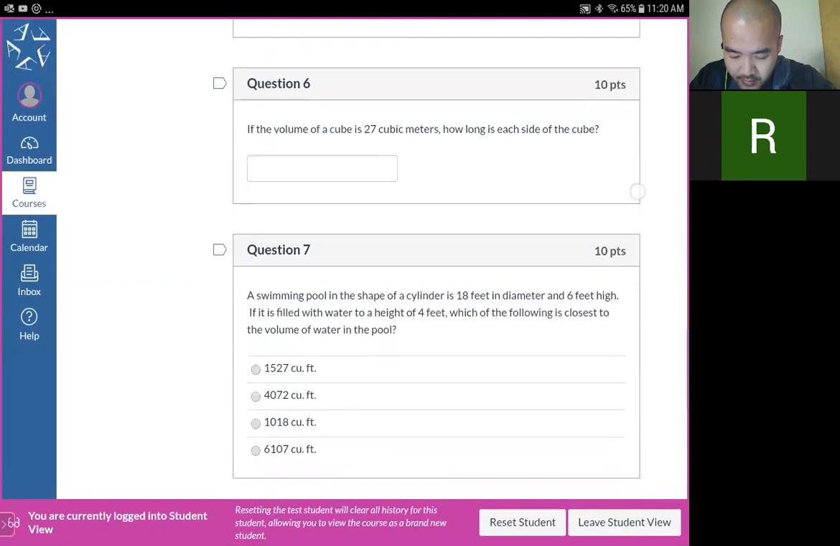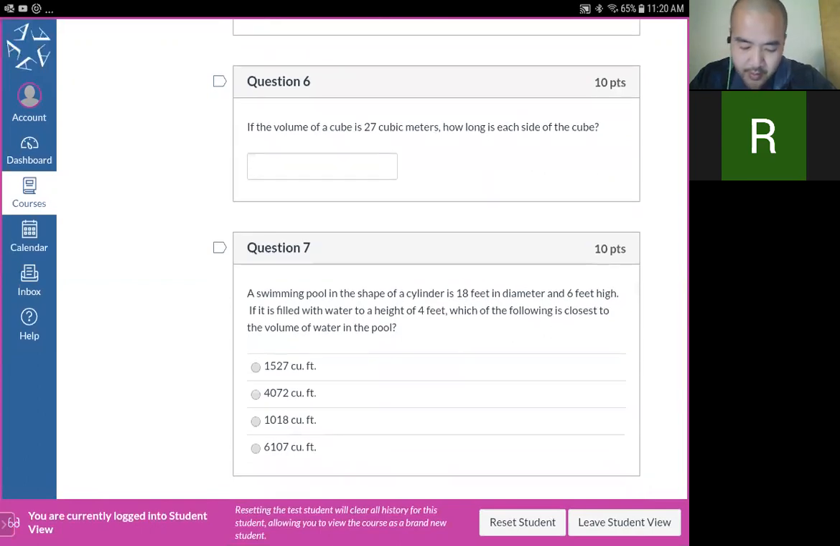Volume is 27 if it's a cube. So for number 6 here, you have to figure out a number times itself three times that'll get you 27. For example, if you did 5 times 5 times 5, a 5 by 5 by 5 cube is 125. So that's not going to be it, it's going to be smaller than that.